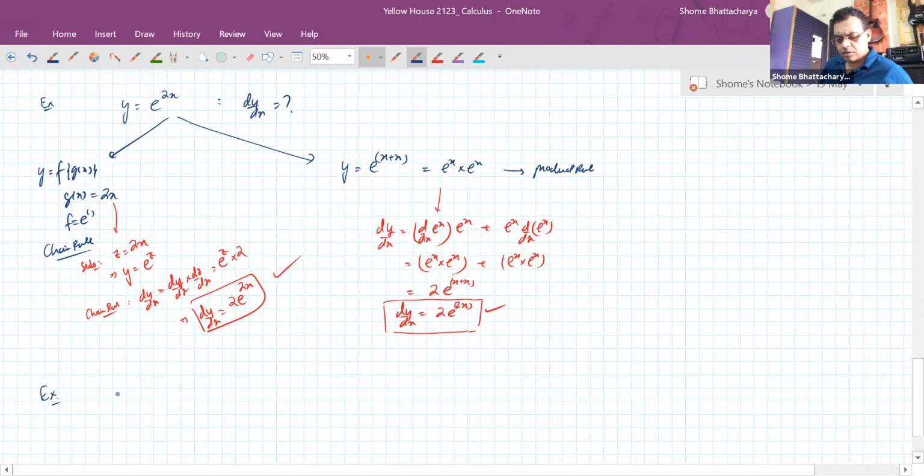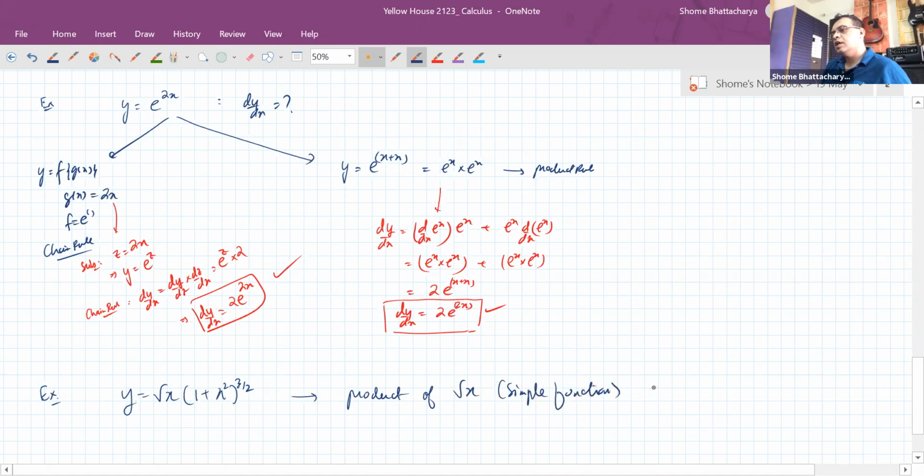Which again Bhavika had asked me. So this is an example where we'll have to use two rules or two properties of differentiation in the same question. Because you can see that this is the product of two functions. This is the product of root x, which is a simple function, and 1 plus x squared to the power 3 by 2, which is a composite function.